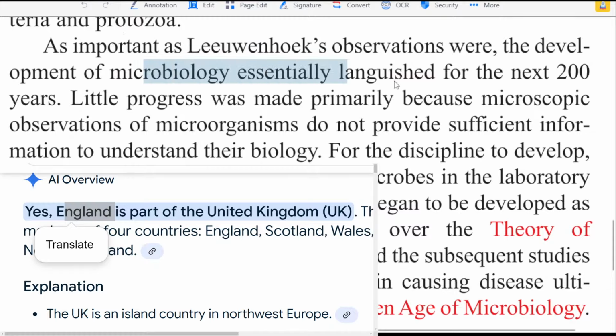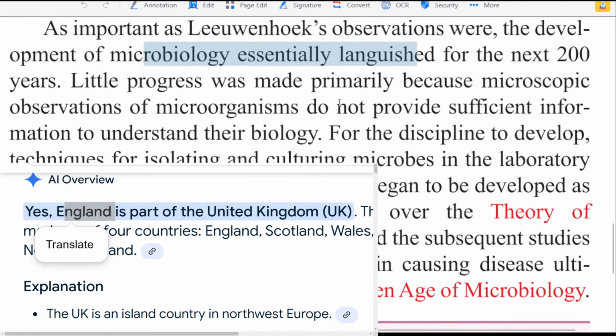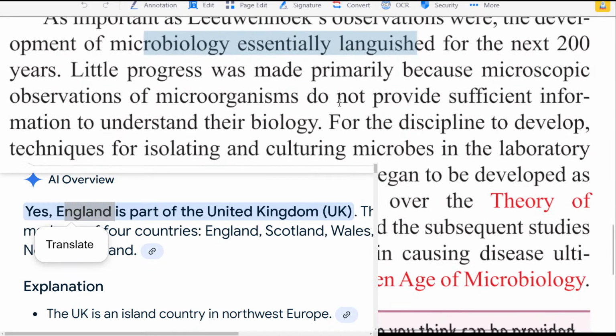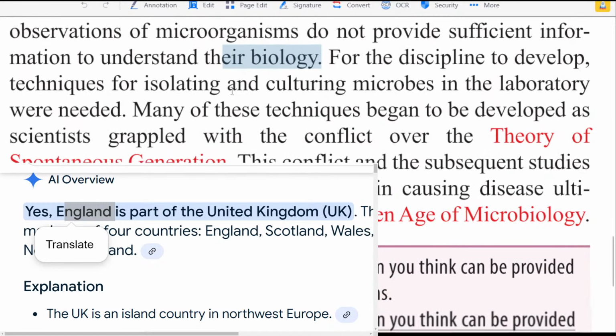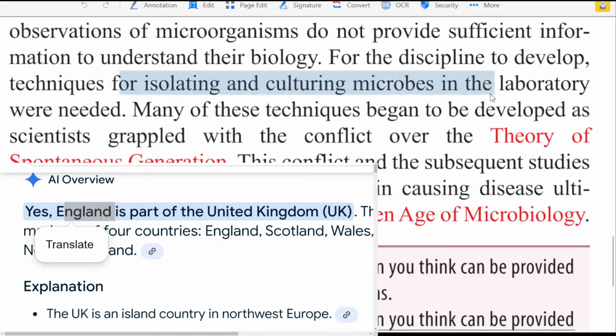So the work languished for the next 200 years. Little progress was made, primarily because the microscopic observation of microorganisms did not provide sufficient information to understand their biology. That's right, not just their biology, we also can't understand their function through just a microscope, and the microscope was simple, magnifying only 30 to 500 times, which isn't that big. So the discipline needed techniques for isolating and culturing the microbes in the laboratory.